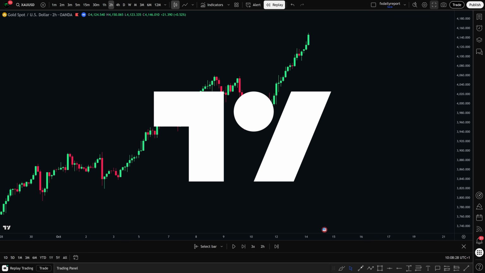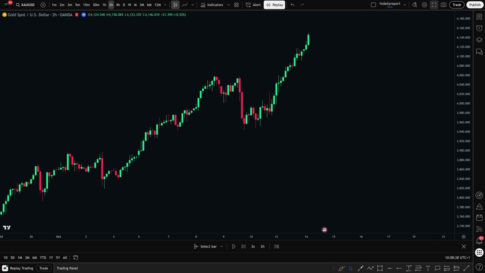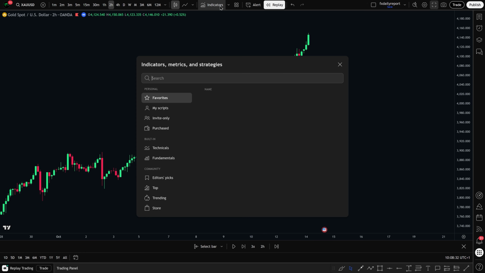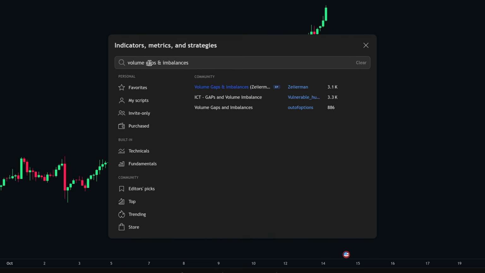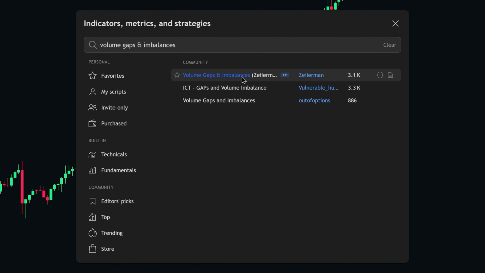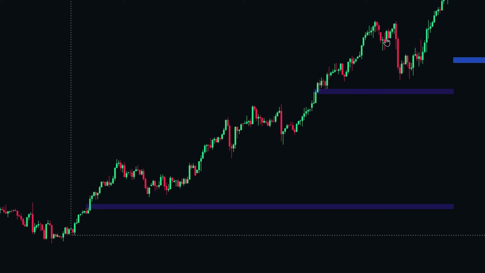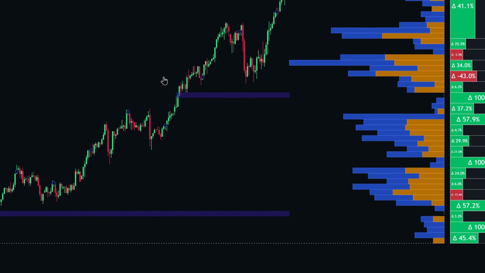First, open TradingView and make sure your chart is open. At the top of the chart, click on the Indicators tab. Next, in the search bar, type Volume Gaps and Imbalances. From the results, select the indicator created by Zaire Man. Once you click on it, the indicator will instantly load on your chart with its default settings.